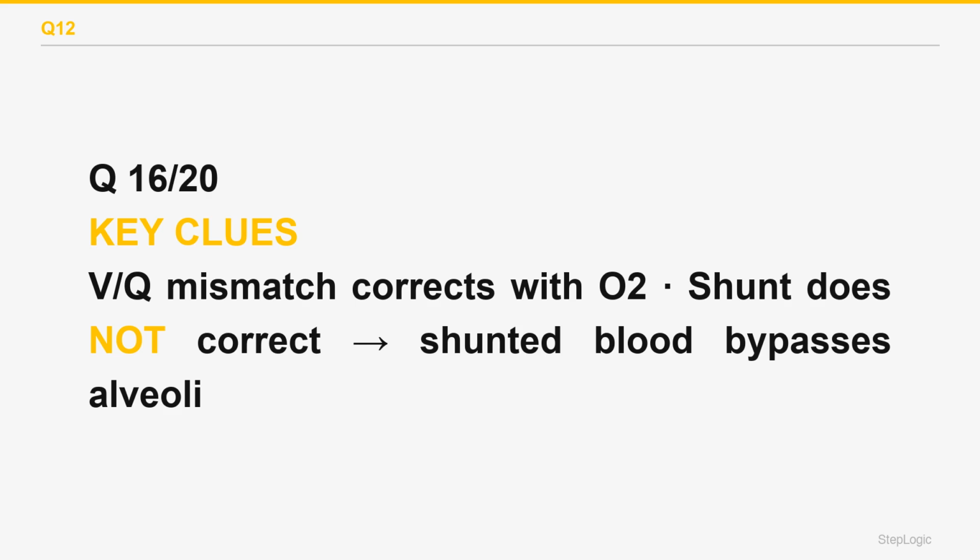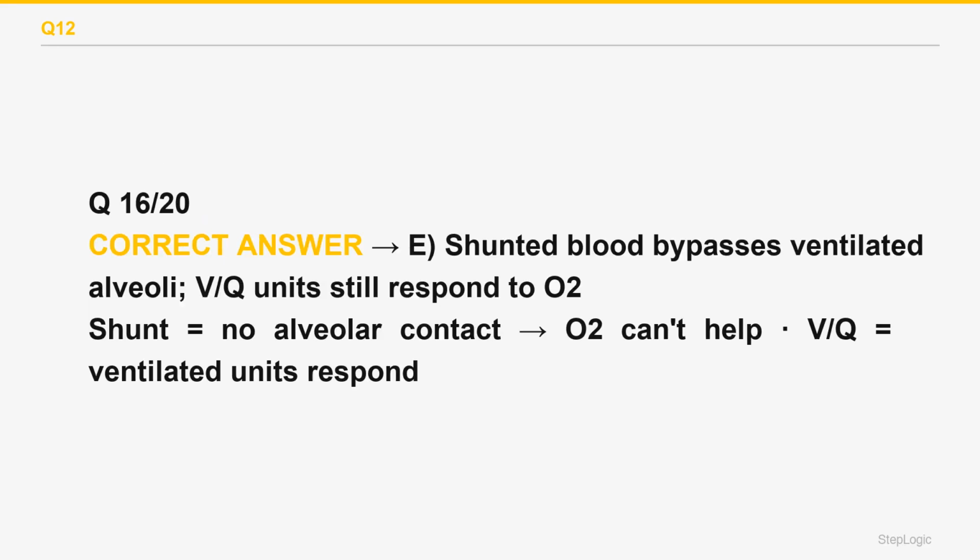In a true right-to-left shunt, a portion of blood completely bypasses ventilated alveoli. It never contacts oxygen, so no matter how much oxygen you give to the alveoli, that shunted blood cannot pick it up. The deoxygenated shunt blood mixes back in, and the PaO2 barely improves. The correct answer is E.